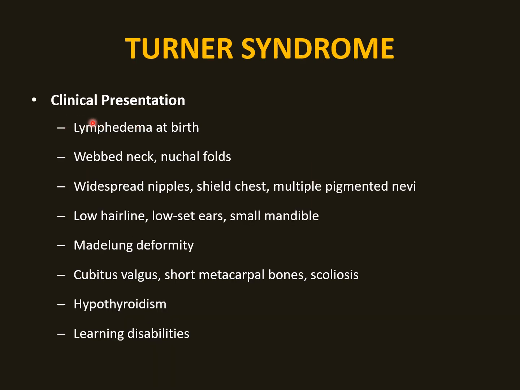Also, Turner syndrome may present with lymphedema at birth, webbed neck, nuchal folds, widespread nipples, shield chest, multiple pigmented nevi, low hairline, low set ears, small mandible, Madelung deformity, which is increasing deformity in the wrist and decreased range of motion, and usually presents with pain as well. Cubitus valgus, short metacarpal bones, scoliosis. It is very important to screen Turner syndrome patients for hypothyroidism and learning disabilities.